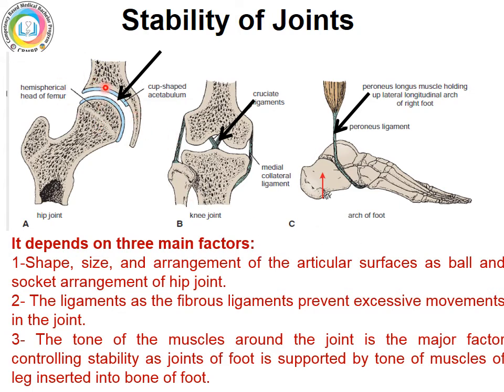Now, the first is the size, the shape, and the arrangement of articular surfaces. Here is the ball and socket hip joint, which prevents dislocation of the hip. Number two, the ligaments, as the cruciate ligament inside the knee joint, prevent excessive movements, which prevents dislocation and allows stability. Lastly, the tone of muscle. It is the most important or major factor in controlling stability, as in joints of the bones of the foot, supported by tone of muscle of the leg, which is inserted into the bone of the foot.